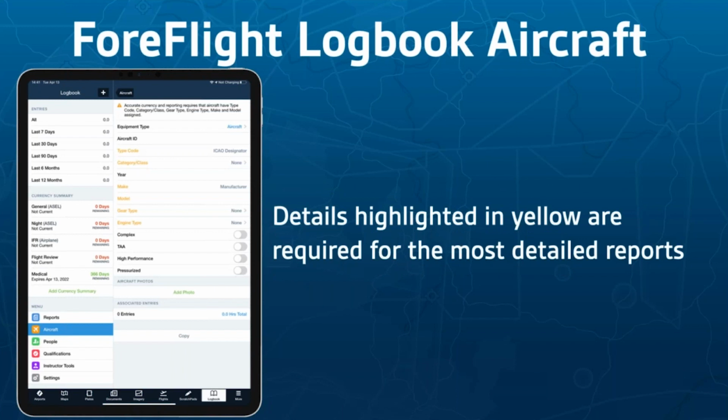in my aircraft. All I need to do is put in the yellow highlighted information like type code or category class. The more information I put in here, the more information ForeFlight has to give me reports and currencies and things like that. So the most detail you can add, the better. The yellow items are the ones that are required for different reports. So I'm going to go through and carry some flights forward. I'm going to add those aircraft in.